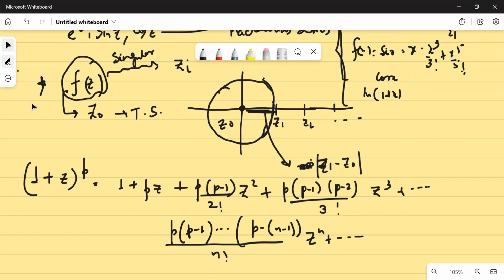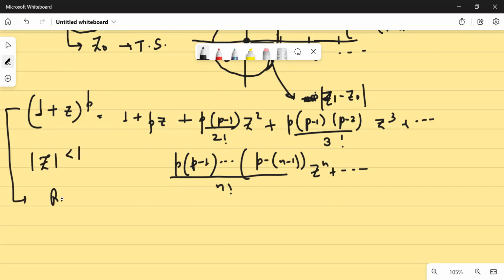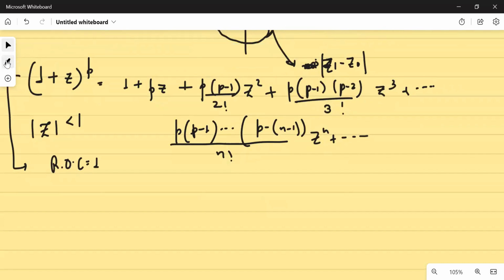Okay, so this is your binomial series, and it is only valid for mod z less than 1. That is, for this particular series, the radius of convergence would be 1. Okay, absolutely fine.